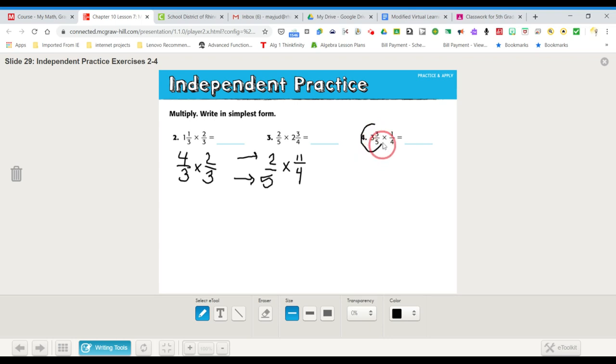Here, that needs to be changed into a fraction. This is already a fraction, so you don't have to do anything with that one. But any of these mixed numbers that you have in your problems today, you're going to have to first change them into improper fractions.